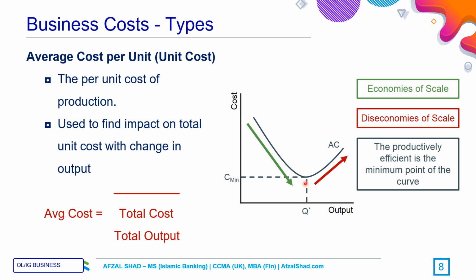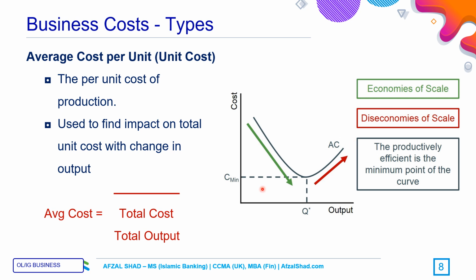But at a certain point it starts going up again. You produce more and your cost goes up. The average cost goes up. That is called diseconomies of scale. So the relationship of economies and diseconomies is always a U shape. It is just like a U. At the start, when you increase the output, you start having economies of scale. But after a certain point, you start facing diseconomies of scale. The cost starts going up again.